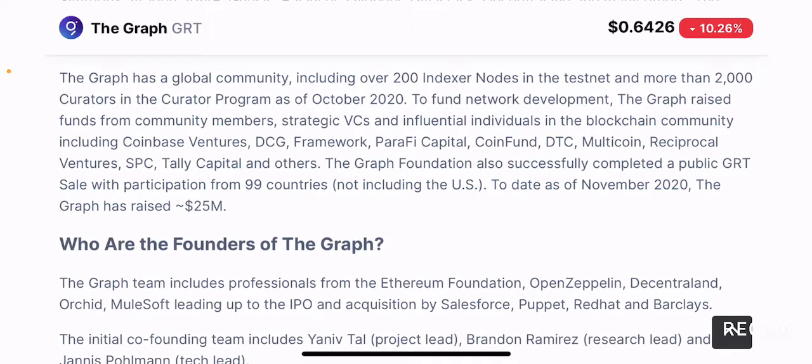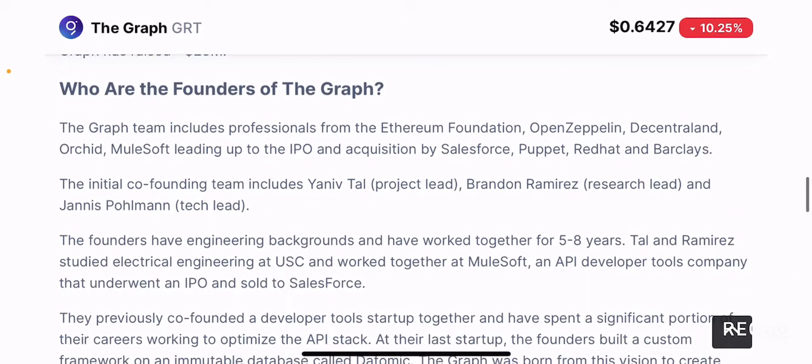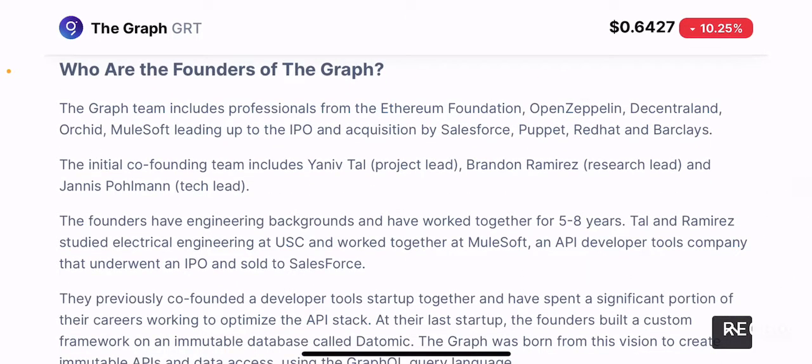So if you see, as of November 2020, again, still not really relevant for this time, they have raised $25 million through their overall rounds, right? So that's very interesting information indeed. So now let's talk about the founders themselves. Again, I'm going to quickly go through this because it's not really important information for everyone, but it is important for people who want to invest in this project, right?